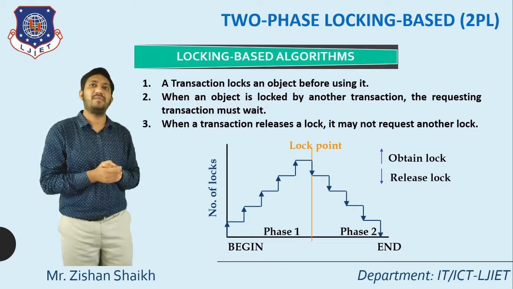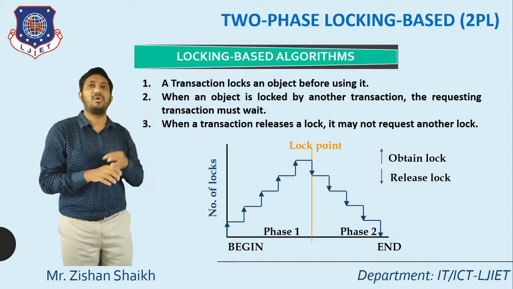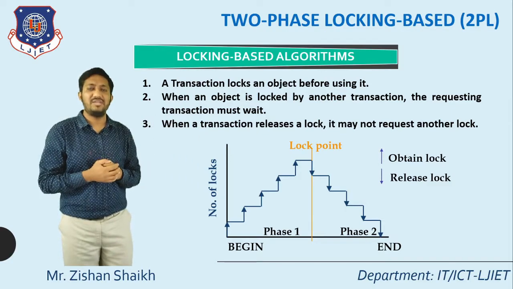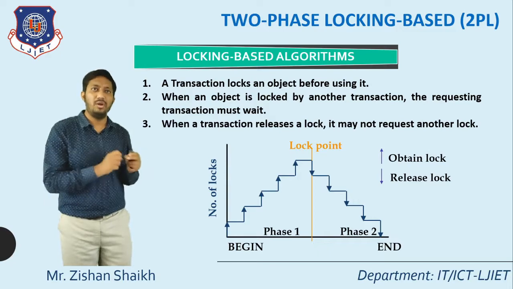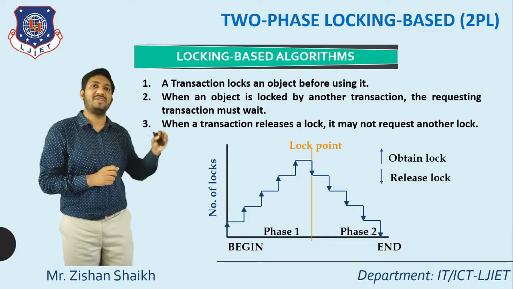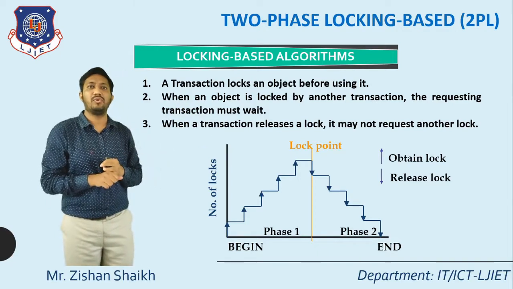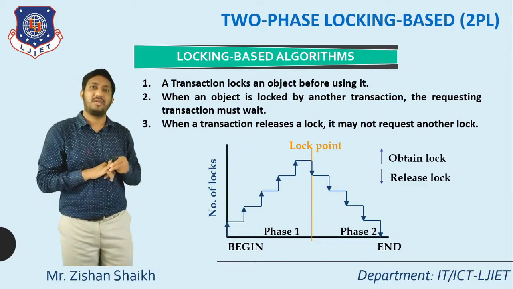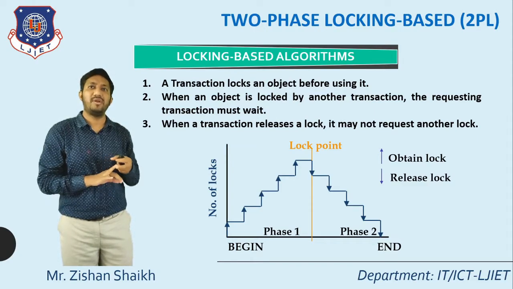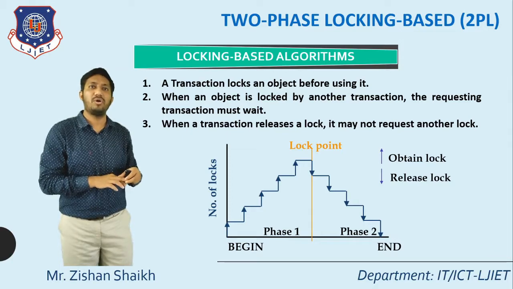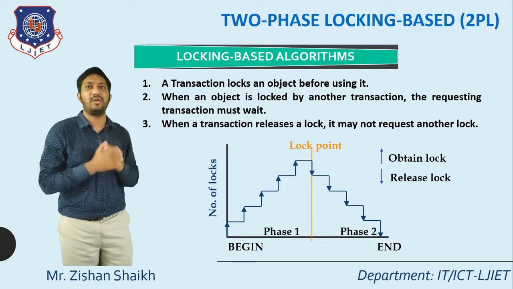If that data item is sent by this lock manager to the requesting transaction, then first it puts on a lock. So the locking process is all about obtaining the lock. When a particular transaction is requesting data, it will acquire that data item using the concept of lock. That is the process of obtaining a lock.